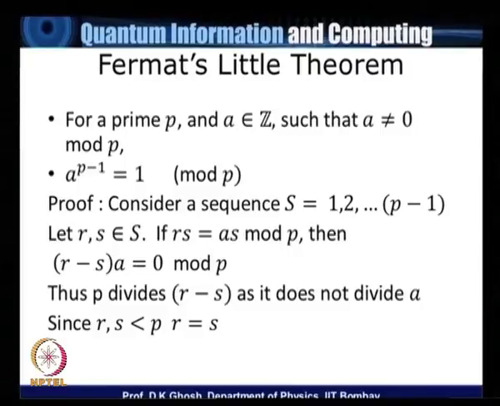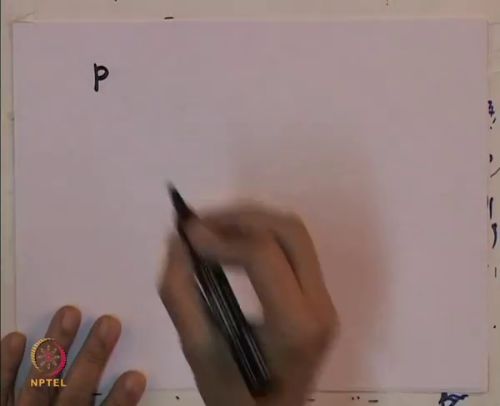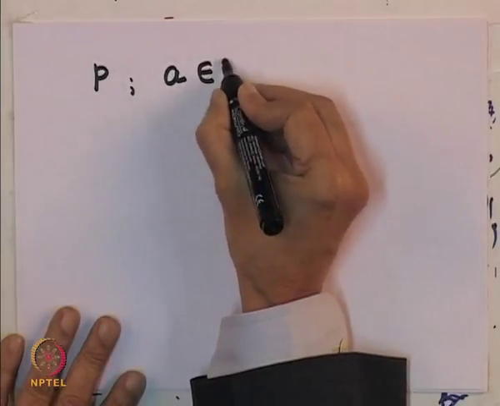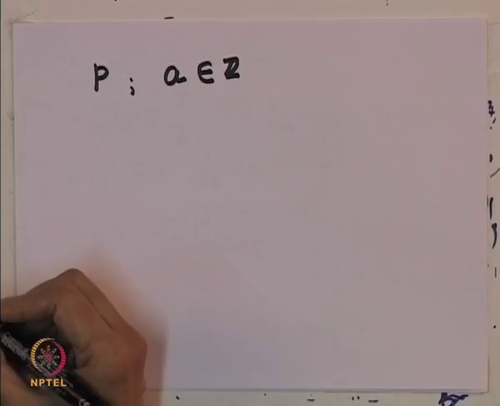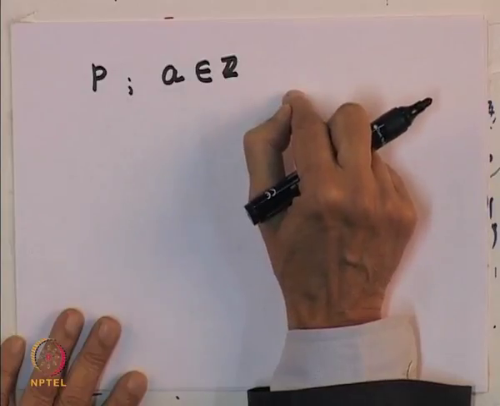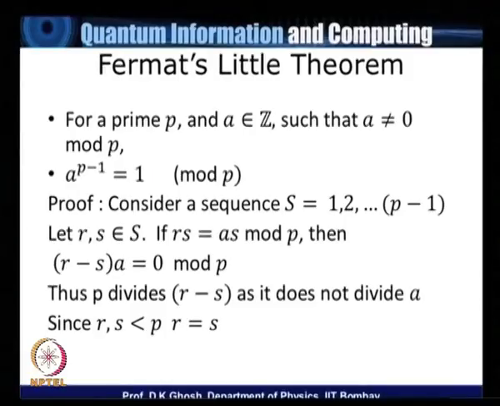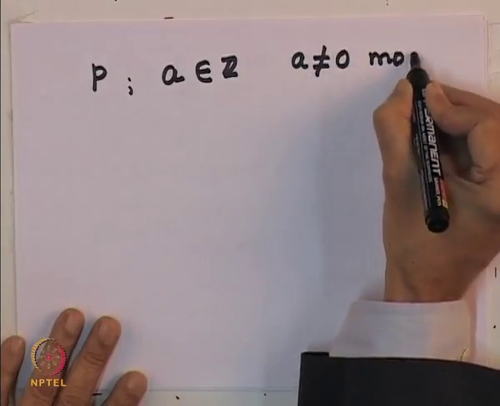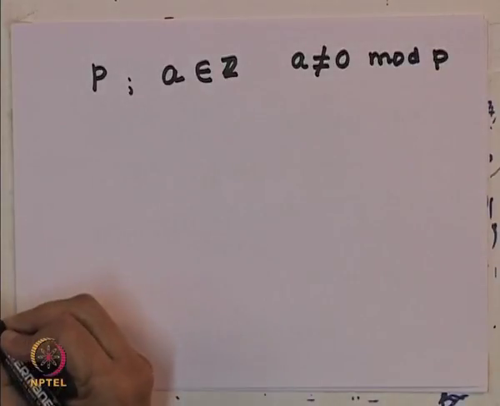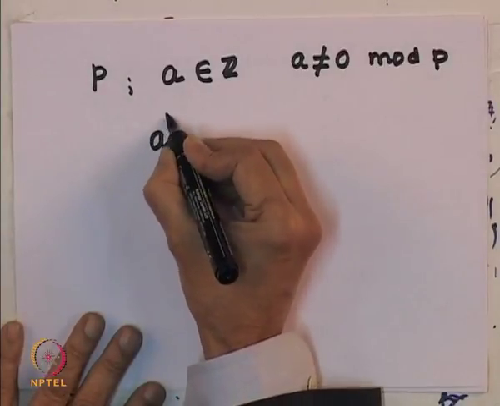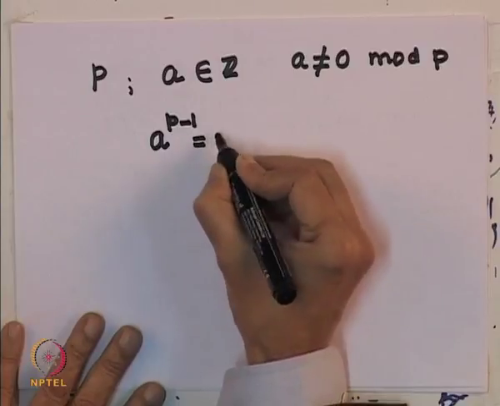Now, basically what we are trying to say is this: supposing I have a prime number p, and consider any number a belonging to the set of integers Z. The number a is such that a is not divisible by p. So, in other words, a is not equal to 0 mod p. In that case, Fermat's little theorem states that a to the power p minus 1 is equal to 1 mod p.